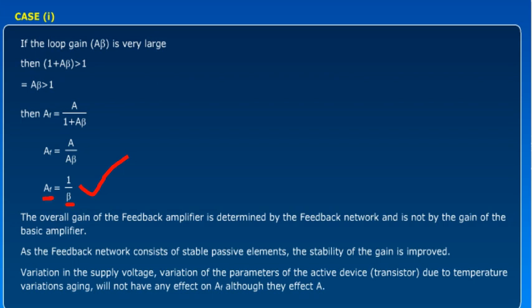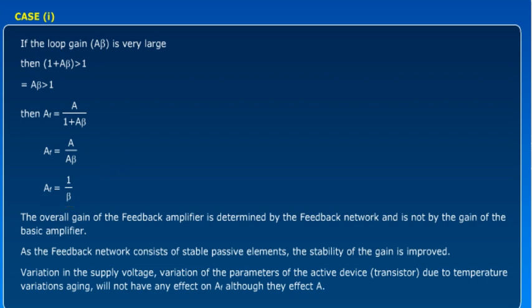The overall gain of the feedback amplifier is determined by the feedback network and not by the gain of the basic amplifier. As the feedback network consists of stable passive elements, the stability of the gain is improved. Variation in the supply voltage, or variation of the parameters of the active device (transistor) due to temperature variations or aging, will not have any effect on the feedback amplifier gain, although they affect the basic amplifier gain.